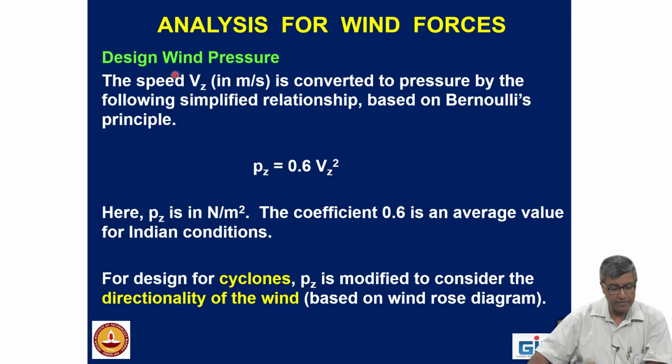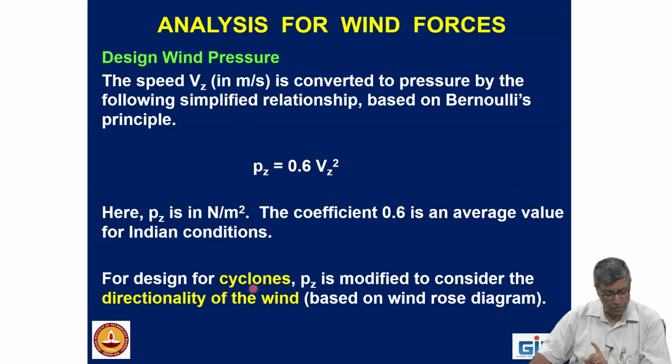Now, from the Vz, you calculate the pressure by this relationship. This is unit dependent. Please note, Vz has to be in meter per second, and the pressure that you get is in Newton per meter square. This coefficient is an average value based on the Indian conditions.